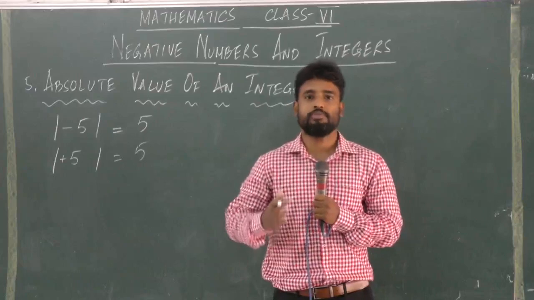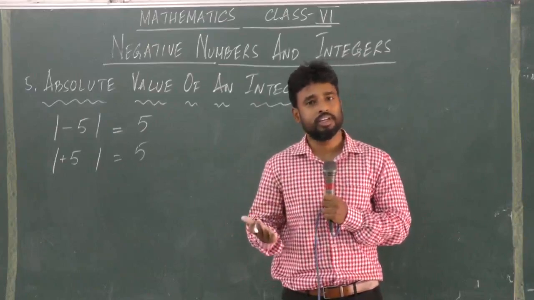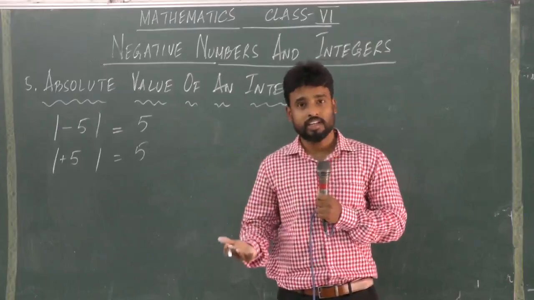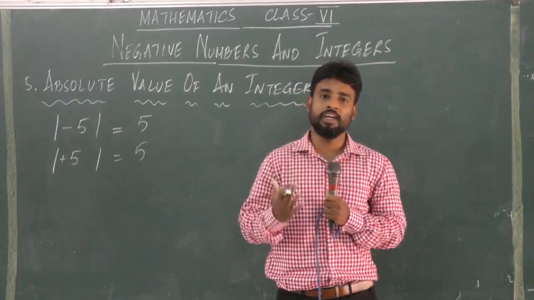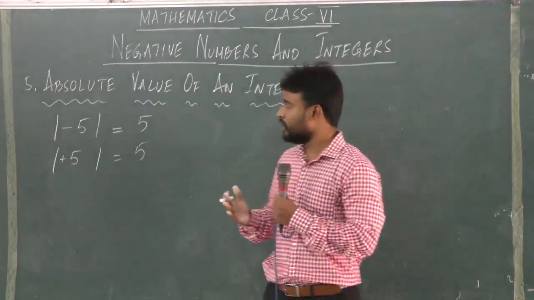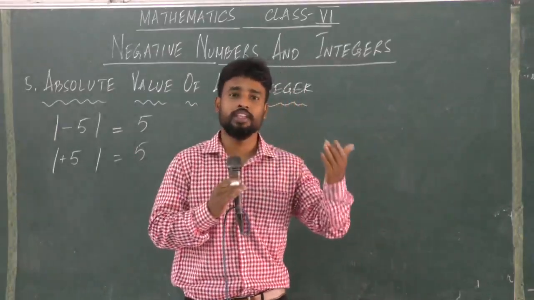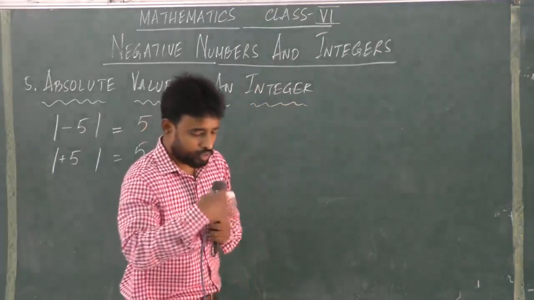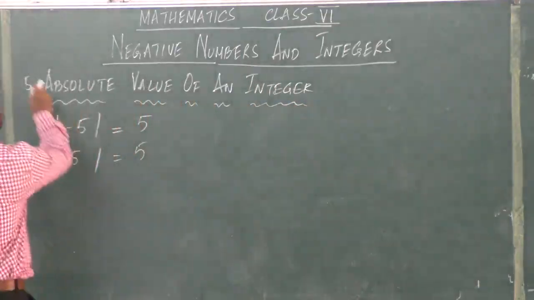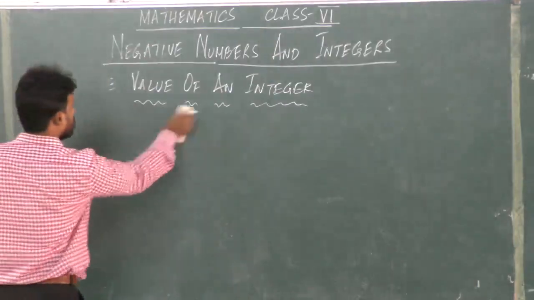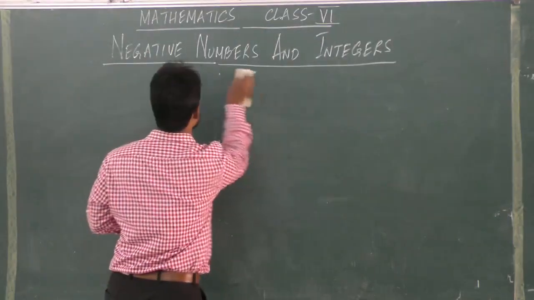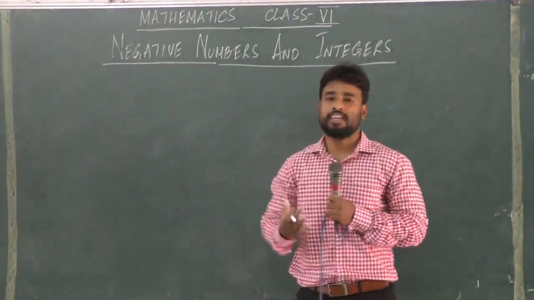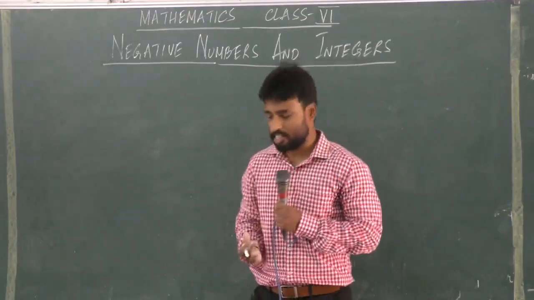Similarly, the absolute value of minus 7 will be 7, minus 8 will be 8, plus 8 will also be 8. So it's simply its numerical value. Therefore we understand absolute value is only the numerical value of that number. Let us come to the sixth subtopic. And here in the sixth subtopic, we'll discuss addition of integers.